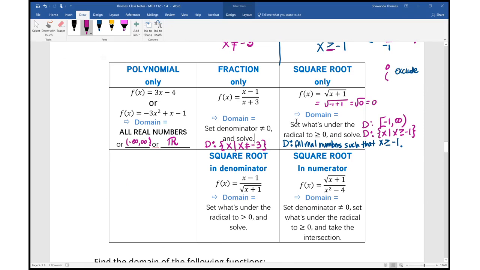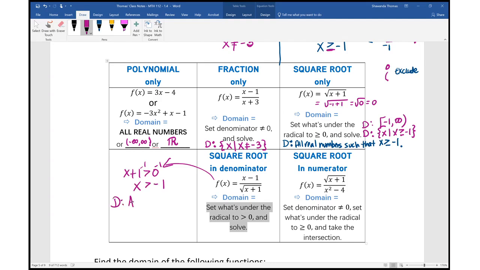So these instructions here state set what's under the radical to greater than or equal to 0 because it was in the numerator. But now that we have it in the denominator, we have to set what's under the radical to only greater than 0, not equal. We do not want the denominator to equal 0. So here we have x plus 1 greater than 0. Subtract 1. X has to be greater than -1.